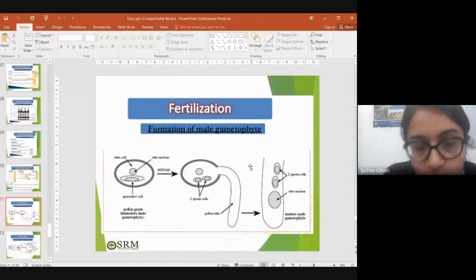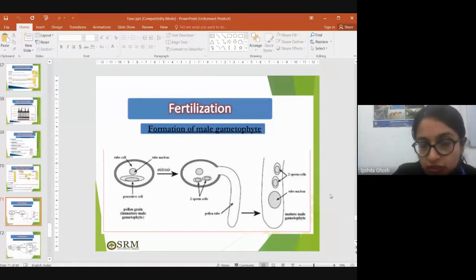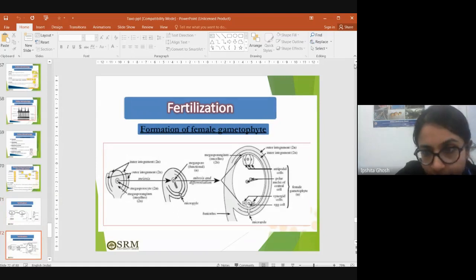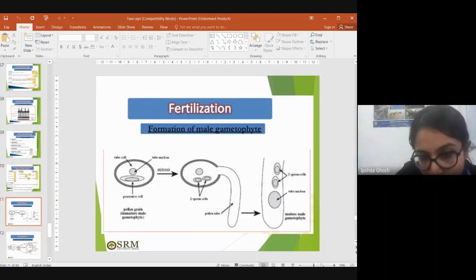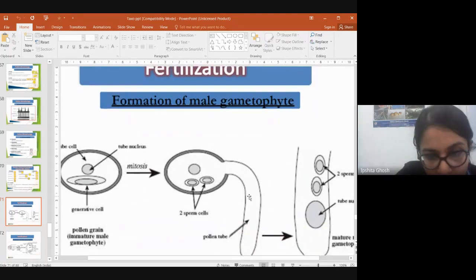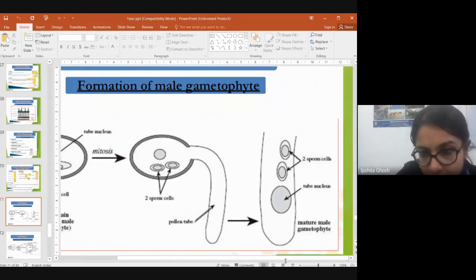So now we come to fertilization. Fertilization, as we all spoke about, is the fusion of male and female gametes. Ultimately, we need to reach the zygote formation, and that's the ultimate product of this process, right? We'll not be getting into the detail of this, but just look at the diagram. I'm just zooming it for your ease of understanding.